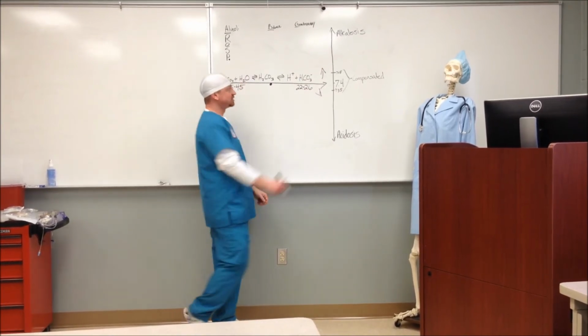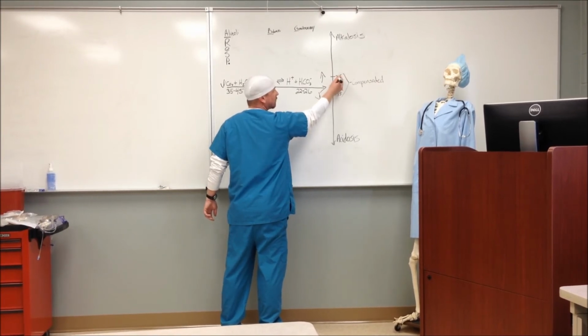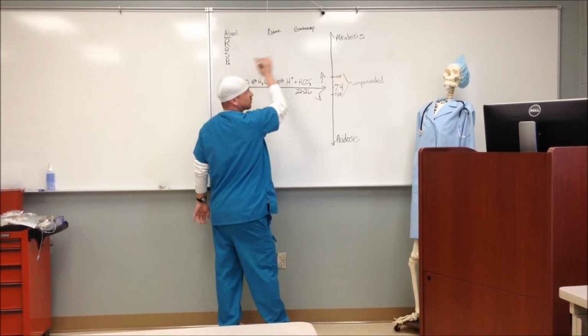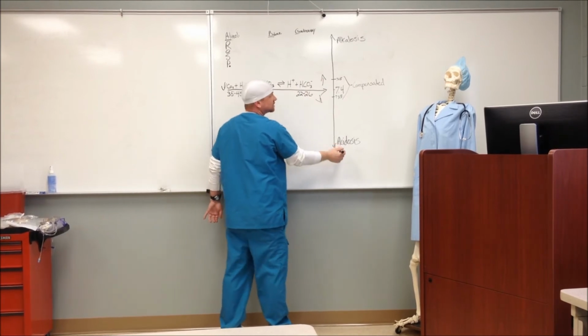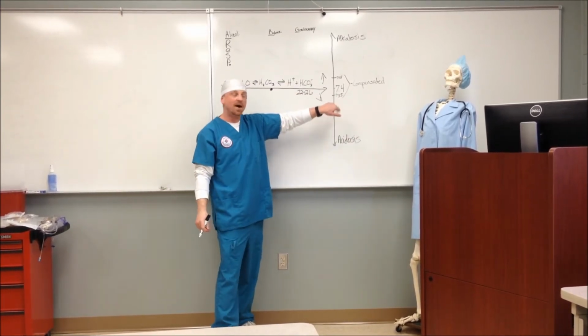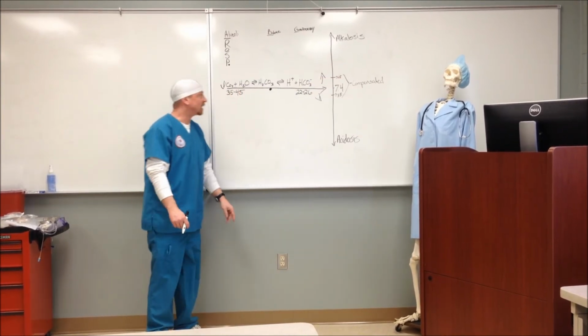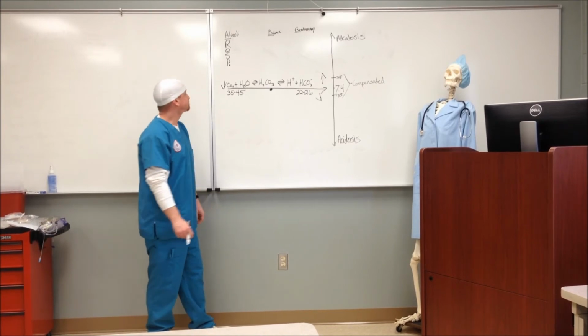If we look at the pH, and if our pH was in the normal range, 7.35 to 7.45, we would still be respiratory alkalosis or acidosis. It would just be compensated. If our pH is below 7.35 or above the 7.45, then we would be in an uncompensated state.